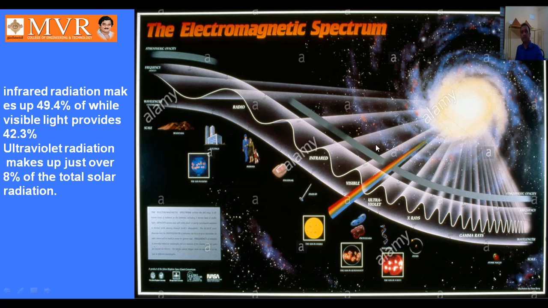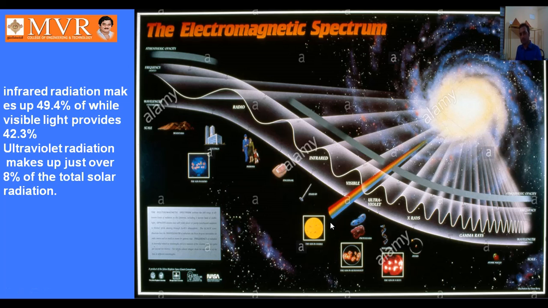See here, this is the sun radiation. The sun emits electromagnetic radiation. This is the earth surface. About 42.3% of the sun's energy reaches the earth surface in the visible region of the electromagnetic spectrum. So 42% is visible light incident on the earth surface. The sun provides 42% of light to the earth surface.